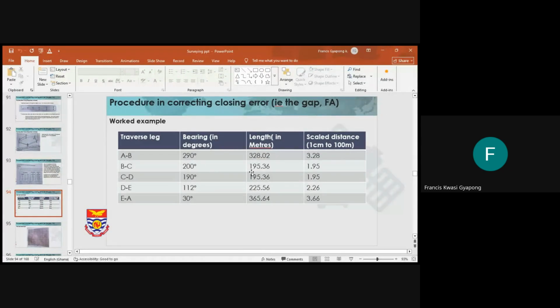Once you can see the screen, please use this data. The table is complete. You are not going to do any more conversion. So you are plotting 290 against 3.28 in that order. Plot this, and when you are done, we shall use whatever you plot to correct our error.